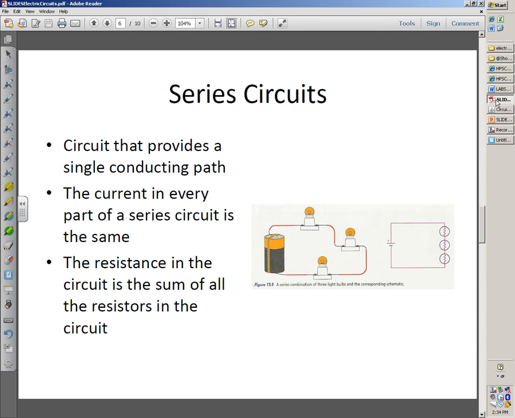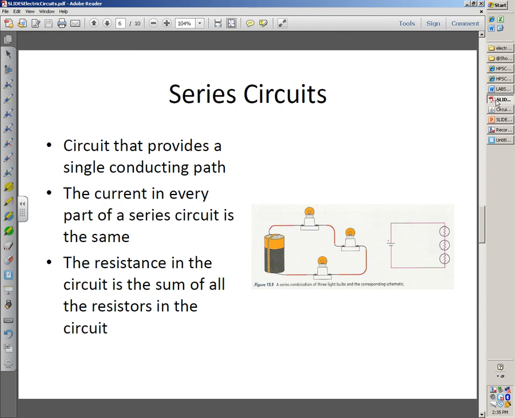So, that picture that we drew up on the board, the circuit that I made for you, is a series circuit. Okay? Because that circuit provides one path for electrons to flow. One path and one path only. Because there is only one path for the electrons to flow, we will see a couple of things. First, the current in every single part of that circuit is going to be exactly the same. Because they all have to go the same path.